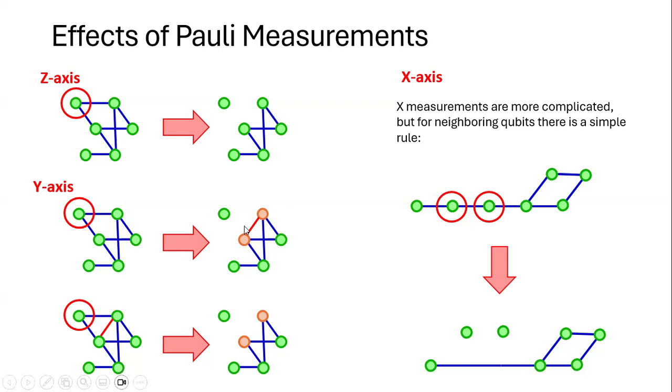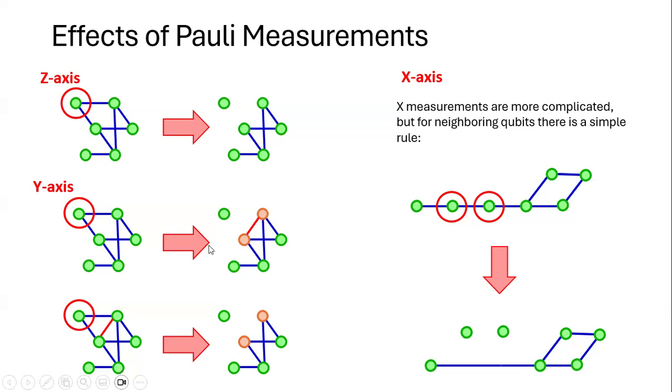So the example here is that the neighbors of this qubit are these 2, and these 2 are clearly not connected. So after you remove these 2 connections, you will also have to connect the neighbors because they were originally unconnected. So you'll end up with this additional connection that you didn't have in the Pauli Z measurement case.